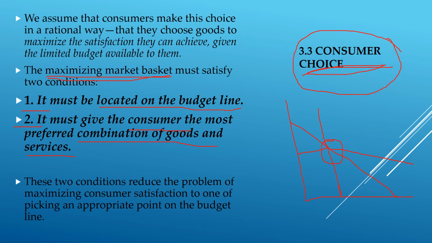So these two conditions actually reduce the problem of maximizing consumer satisfaction to one of picking an appropriate point on the budget line. Because of the consumer's choice, rather than choosing at this point here, which in fact I have the indifference curve here, we now have to use these two conditions in order to maximize our own market basket. And how do we do that? Let's see it.